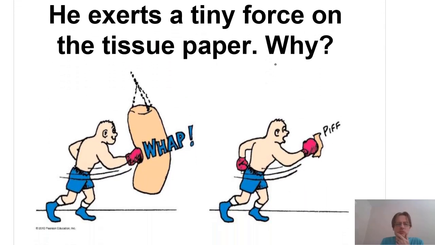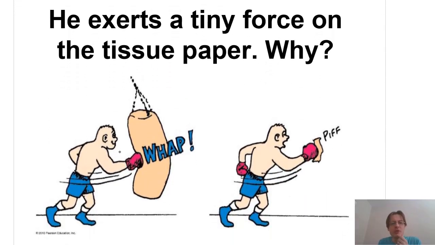Now, a boxer might be able to punch with like 100 pounds of force. But when a boxer punches a piece of paper, the force is always tiny. Why is that? We'll have to discuss that. We'll talk about it when we meet in lecture in person. But let's think about that. Why is it impossible for the boxer to punch the paper with 100 pounds of force?